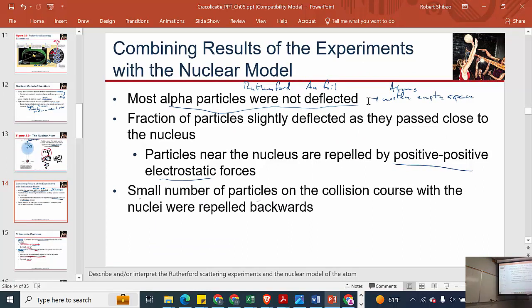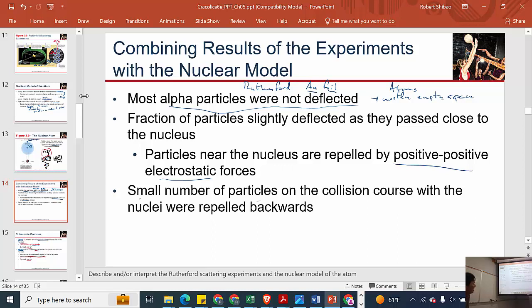So this is just a summary of what was the experiment for the nuclear model? Yeah, it's the Rutherford gold, which is Au foil experiment. In the Rutherford gold foil experiment, most alpha particles were not deflected. And what that implies is that atoms are mostly empty space.